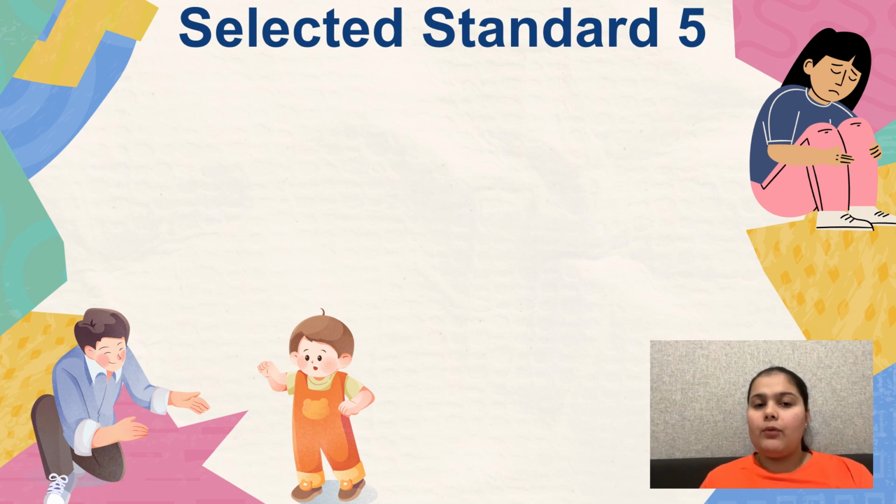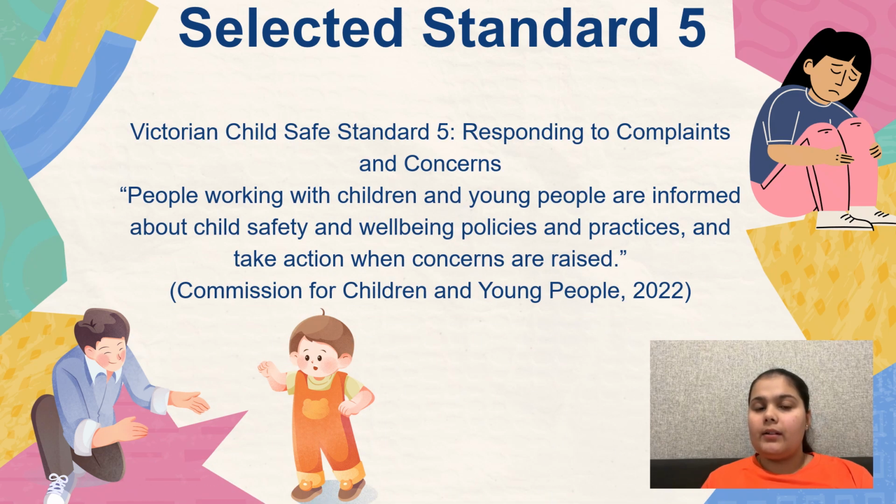Now, let's move on to slide 17, which introduces Standard 5, reporting and responding to complaints and concerns. This standard focuses on making sure that all educators and staff are trained in how to respond when someone shares a concern about a child's safety. It means acting when something doesn't feel right and making sure children and families know that their voices will be heard and respected.